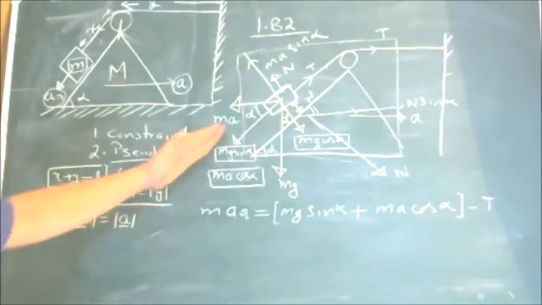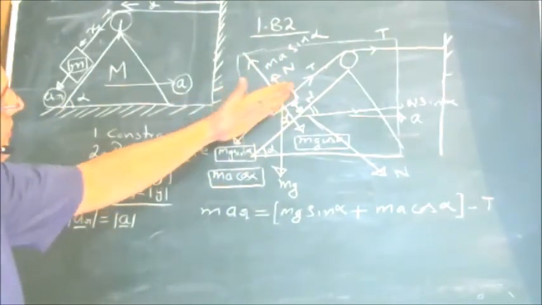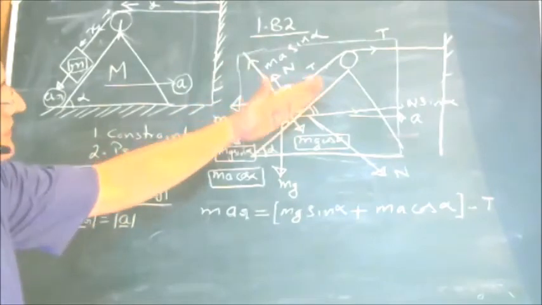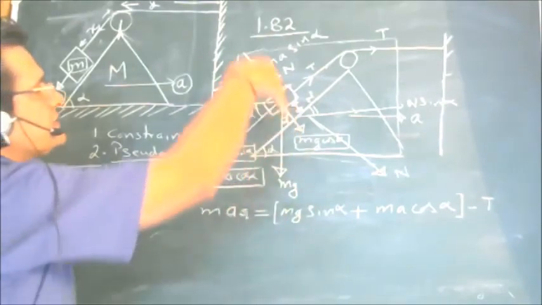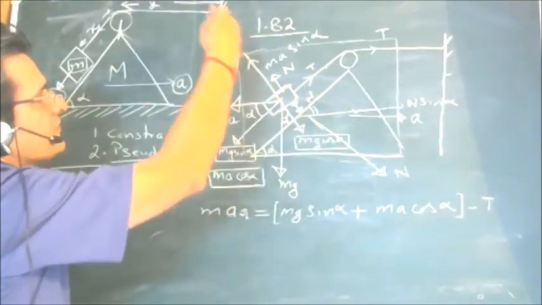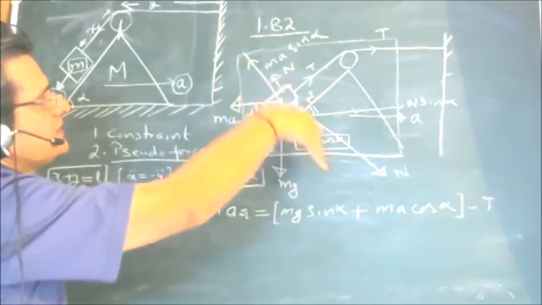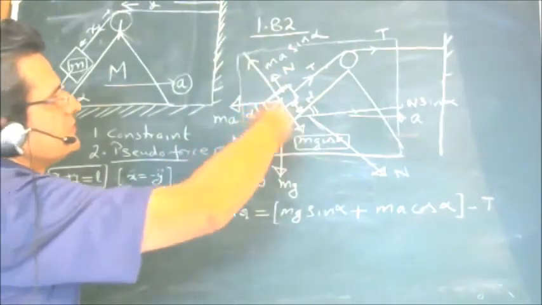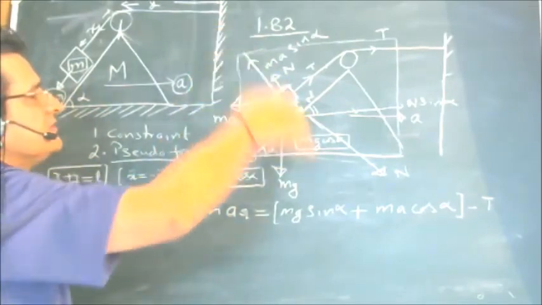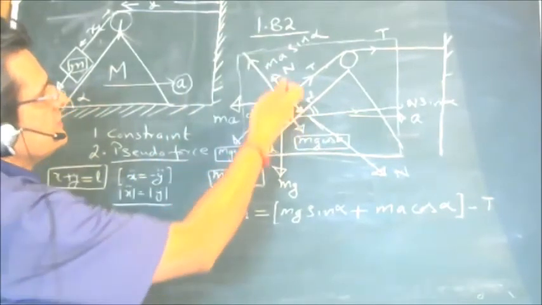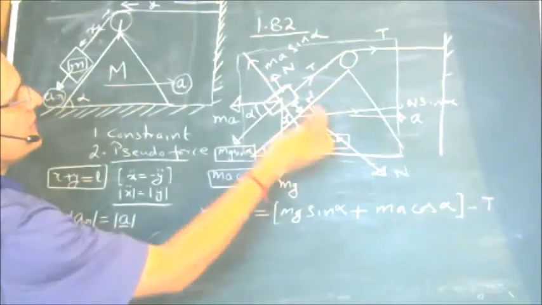T is acting against the direction of acceleration. It is in the opposite direction. That is why I have taken T in the negative direction. Now, write the force component equation for the vertical plane, that is, perpendicular to the inclined plane, and since there is no acceleration, no movement in this direction, the forces have to balance.